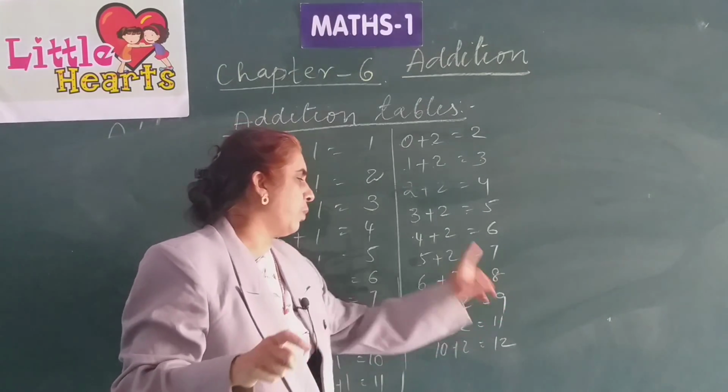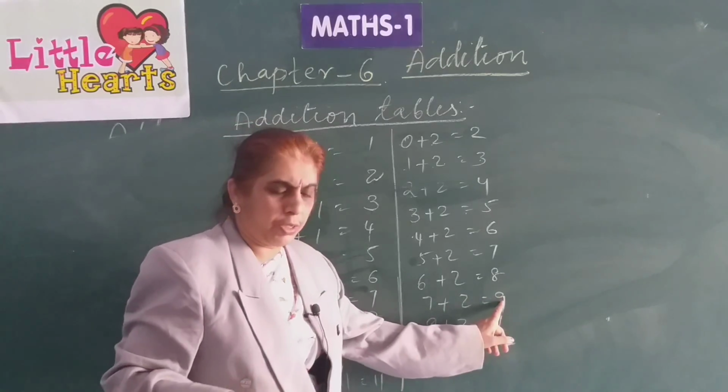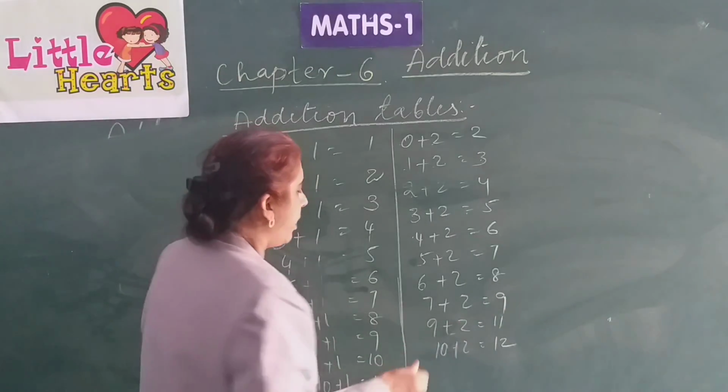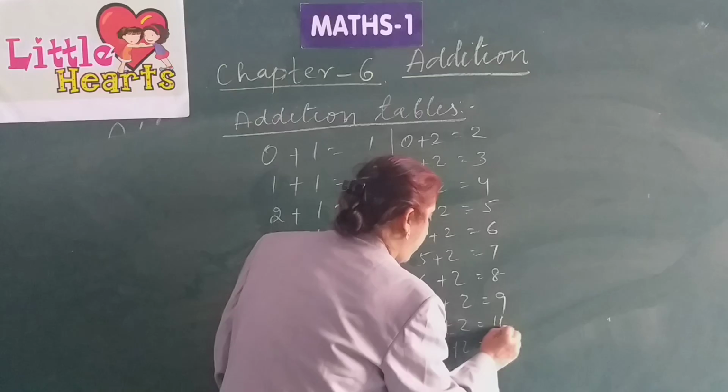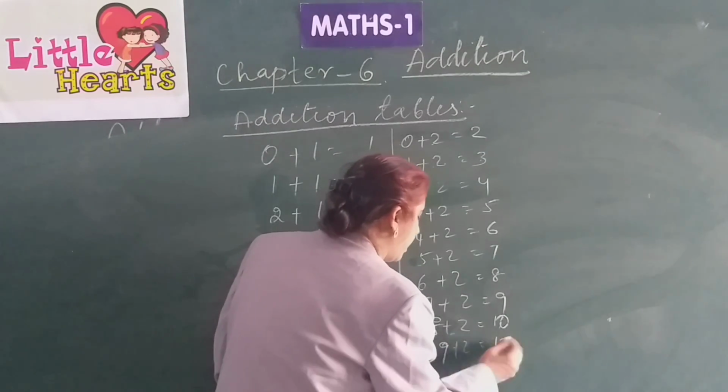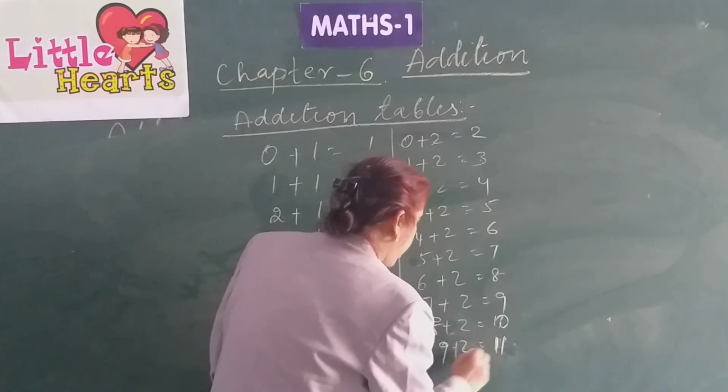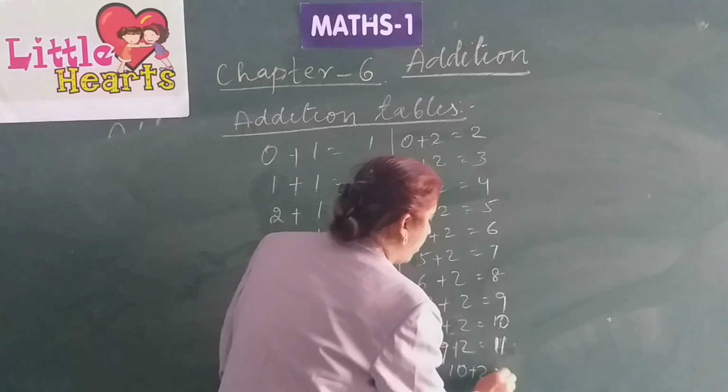6 plus 2 is equal to 8. 7 plus 2 is equal to 9. 8 plus 2 is equal to 10. 9 plus 2 is equal to 11. 10 plus 2 is equal to 12.